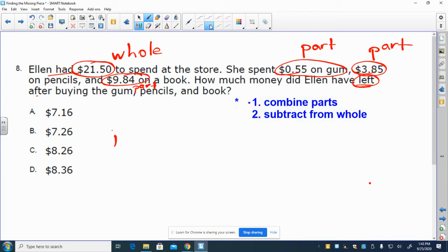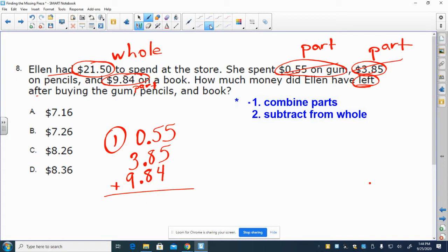Step 1. Combine the parts. We have 55 cents, 0.55. $3.85. Line up the dot and give it all you've got. There's one part, two parts. This problem has three parts. Don't forget about the book. Line up the dot and give it all you've got.